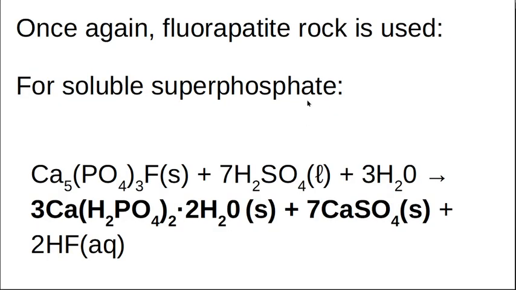Okay, so you get this fluorapatite. Here's my fluorapatite. Clearly this fluor relates to this fluorine here. And so when you want to make superphosphate, you put in a different amount of sulfuric acid and water, and you end up with calcium sulfate, and then this really weird thing here.